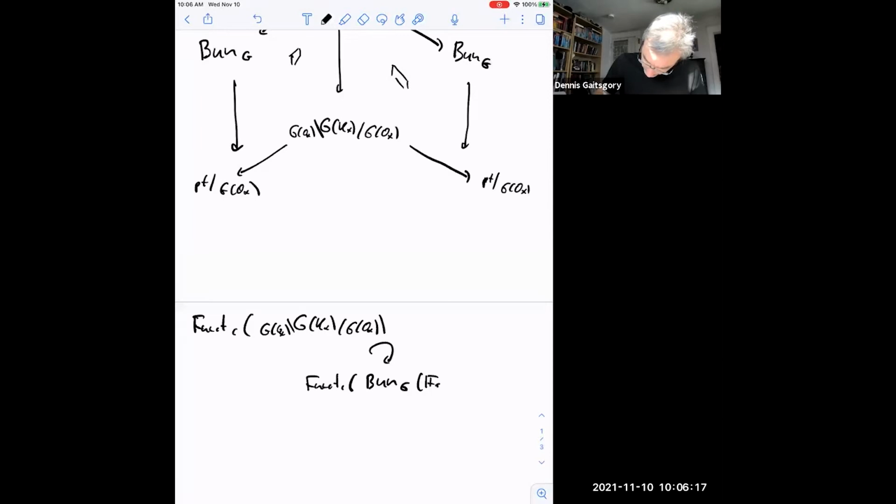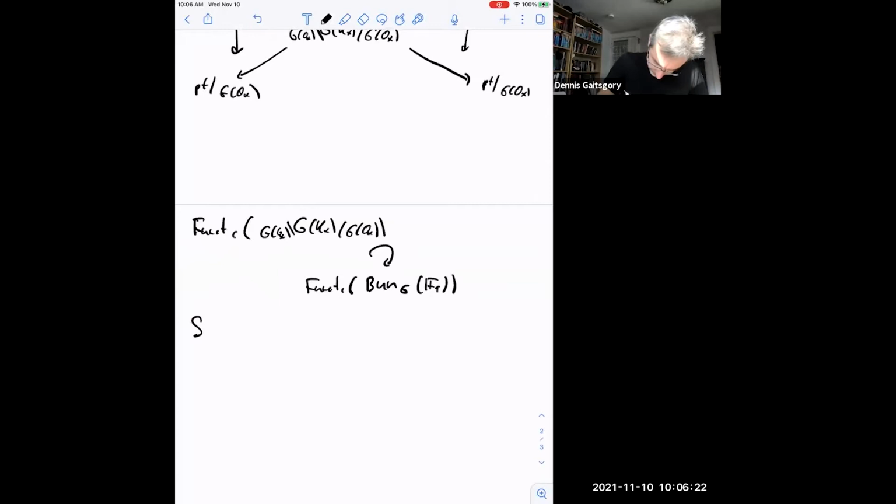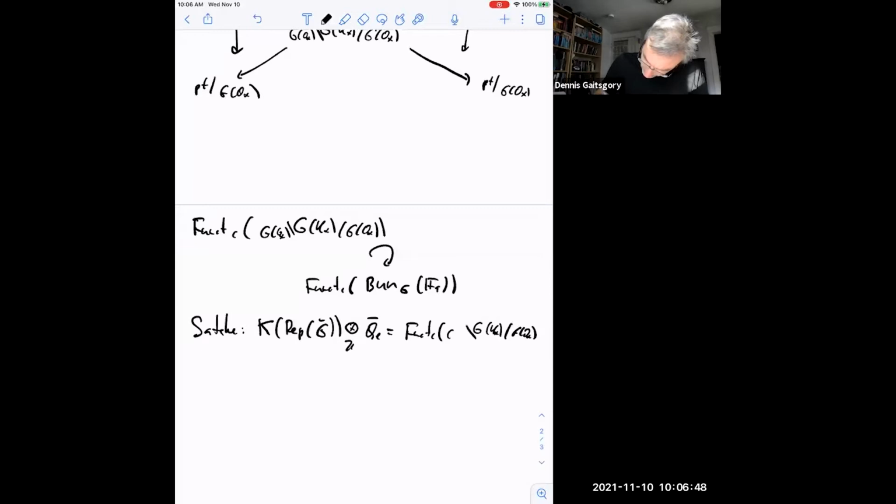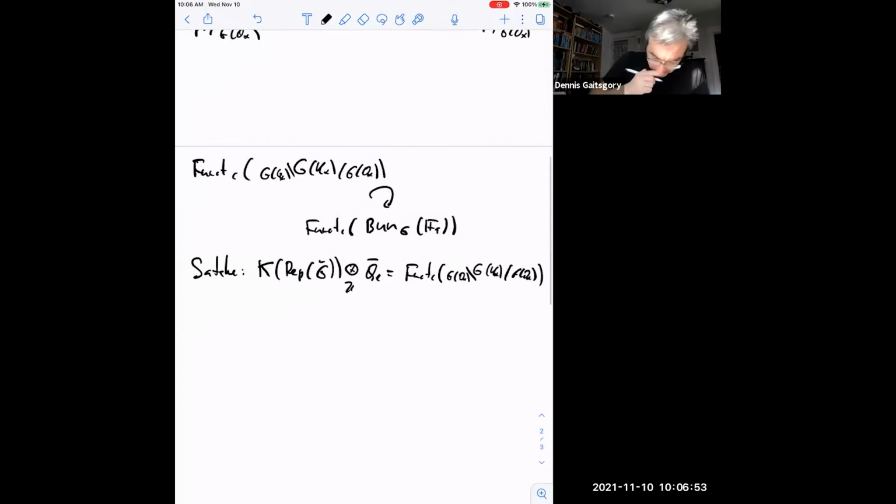Moreover, we had Satake, which described to us what this algebra was. It says that we have a canonical isomorphism between the K group of representations of the Langlands dual, tensored with our field of coefficients, which we take to be Q_l bar, with functions on this double quotient. In particular, irreducible representations of the Langlands dual group give rise to elements of this algebra.